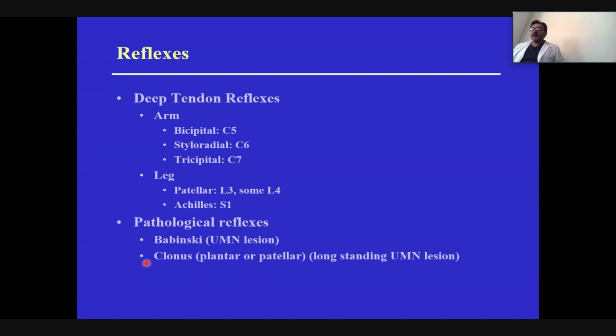Clonus or hyper-exaggerated reflexes, or any of these, is also a sign of upper motor neuron lesion. If the deep tendon reflexes are lost, then you are looking at a lower motor neuron lesion. And since you know the segment they represent in the spinal cord, you can also use deep tendon reflexes to identify the site of the lesion.